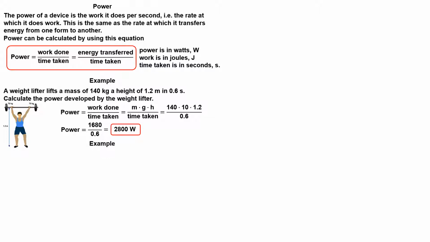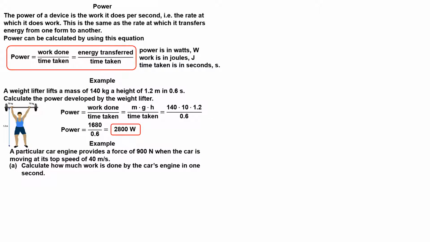Another example. A particular car engine provides a force of 900 newtons when the car is moving at its top speed of 40 meters per second. Calculate how much work is done by the car's engine in 1 second. We know that speed is distance over time. Speed is 40 meters per 1 second. So in 1 second, the distance traveled by the car is 40 meters.